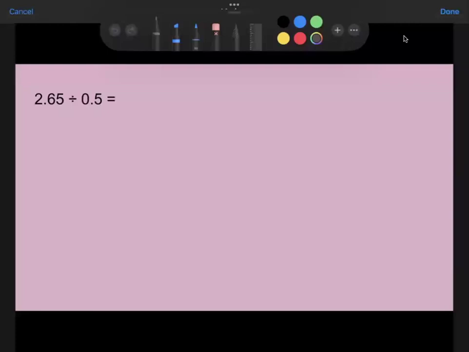Okay, here is our next example. We're going to take 2.65 and divide it by 0.5. So I'm going to go ahead and set this up. 2.65 divided by 0.5. Okay, so again, I don't want to divide by 0.5. I want to divide by 5. So to make that happen, I need to move this decimal over here one place. Then it goes from being 0.5 to 5.